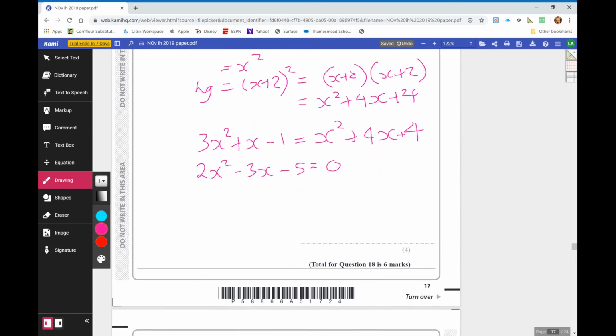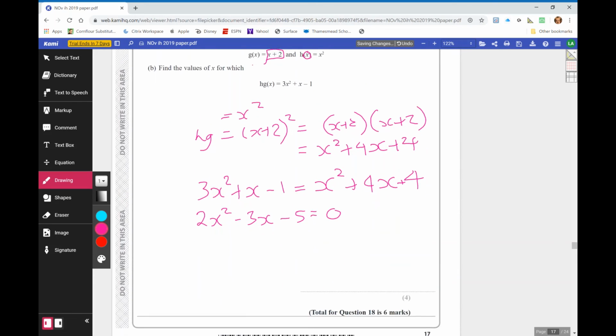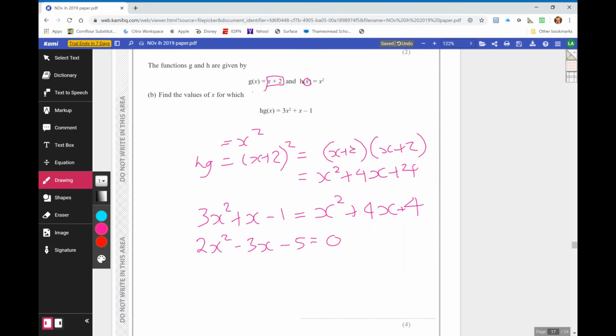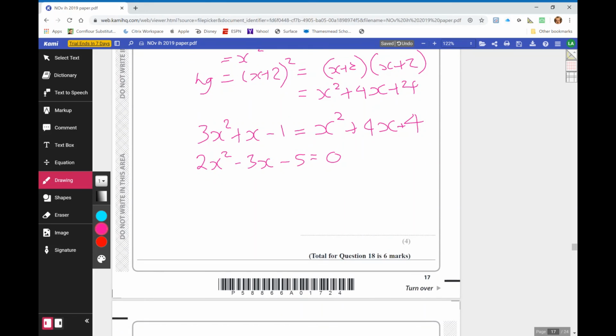Alright, and we're left with another quadratic. Okay, so find the values of x. So values, it actually gives you a bit of a clue there's going to be more than one. And this is a harder quadratic because you've got the 2x here. And my method is just to split it. There's lots of ways of doing these harder quadratics.